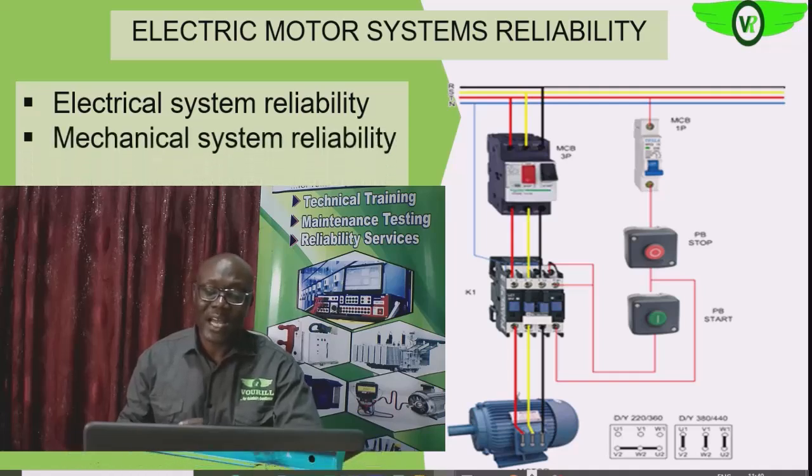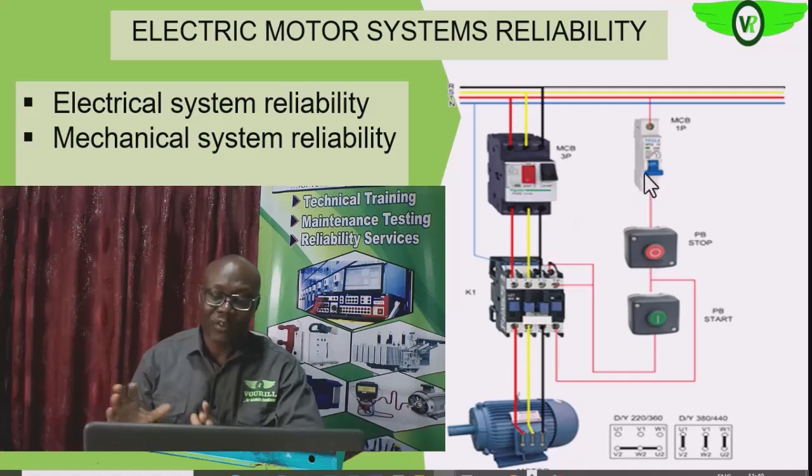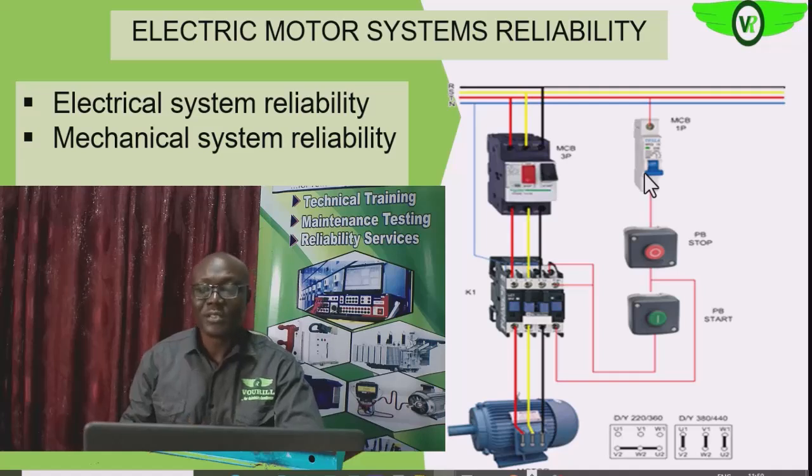Like we said earlier, as you can see on the right of your screen, that is the electrical system, from the input power through those electrical components, circuit breaker, contactors, the control circuitry, then to your electric motors. So everything on the power line and on the control circuitry. The reliability of all of them will affect the reliability of the electric motor system. So we are going to consider that.